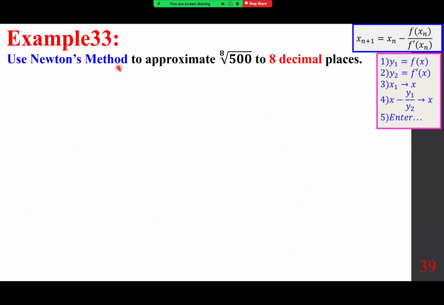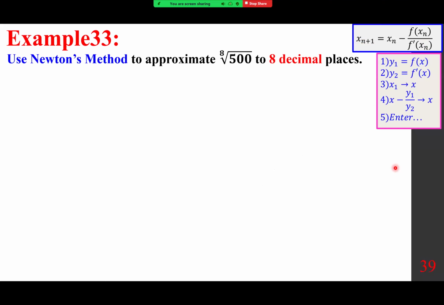Use Newton's method to approximate the 8th root of 500 to 8 decimal places. Recall, it really comes from linearization from a tangent line. x sub n plus 1 is x sub n minus f of x sub n over f prime of x sub n. When it gets involved, I've given you this little programming.